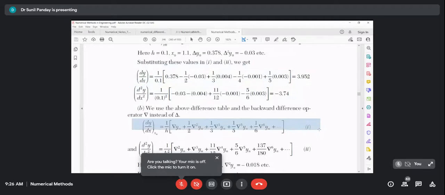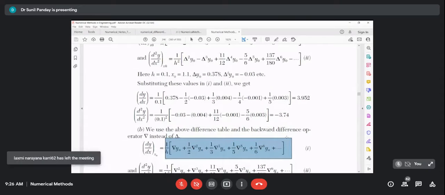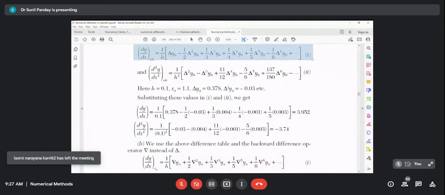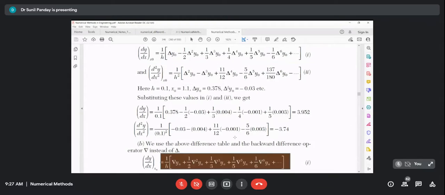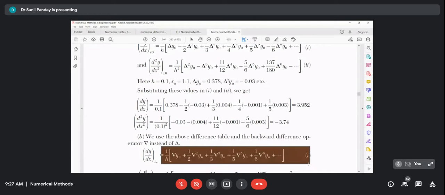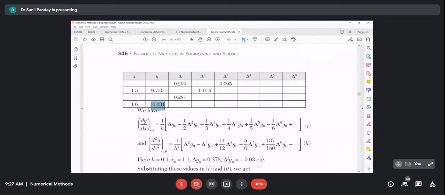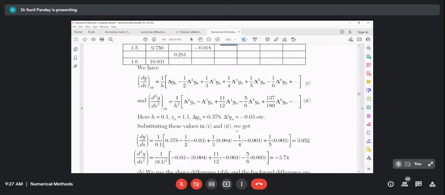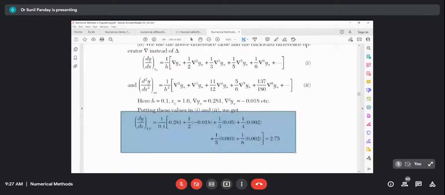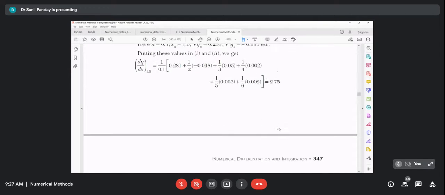This one is our Newton backward interpolation at the last point. This is the same as our forward formula, just the forward differences are replaced by backward differences, and all the alternating minus terms are actually plus terms. Then you substitute the values of nabla 1 yn, nabla 2 yn, nabla 3 yn from here. You substitute all these values and you will get the derivative at the last point. Similarly, you can calculate the second derivative also.